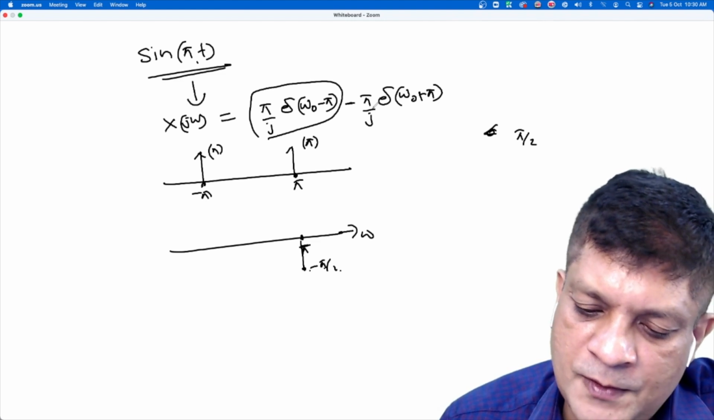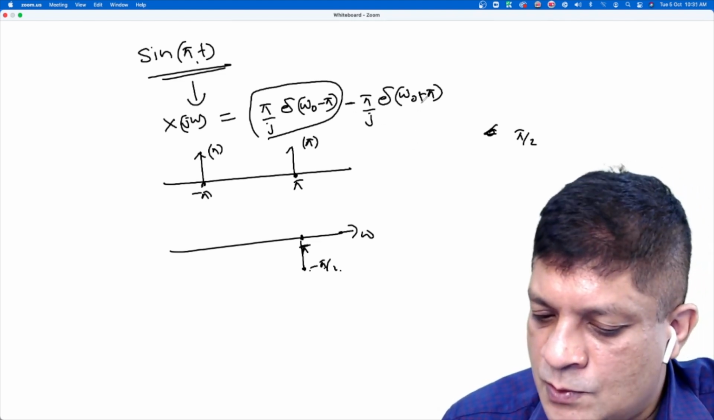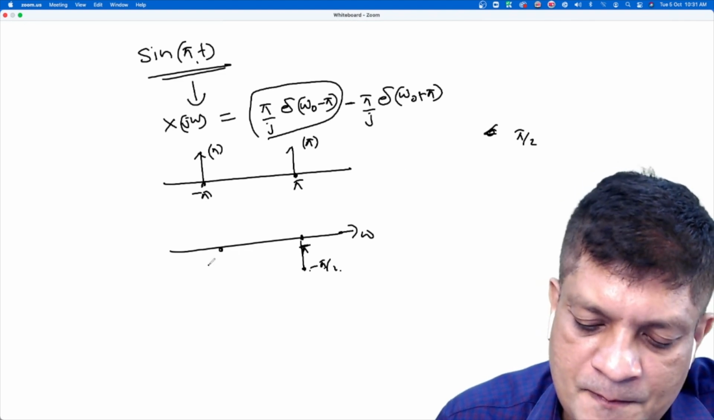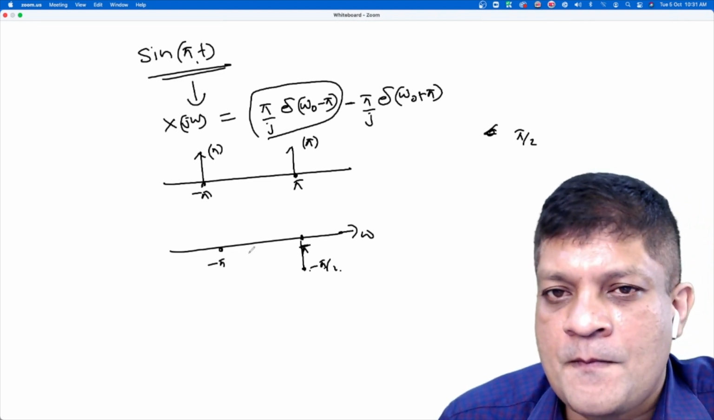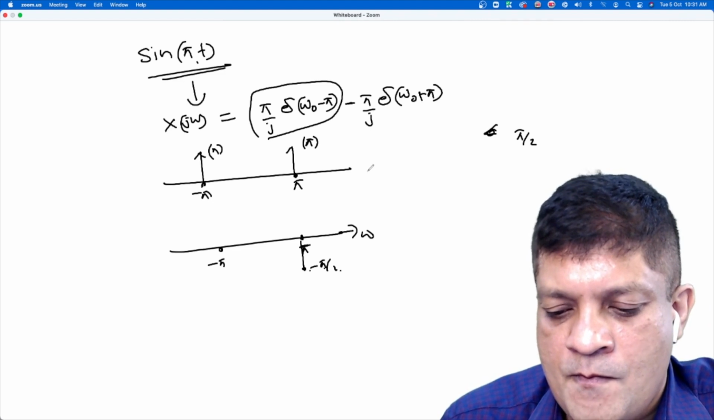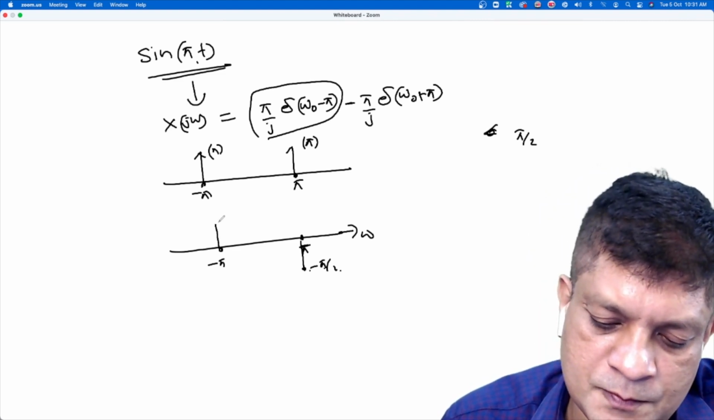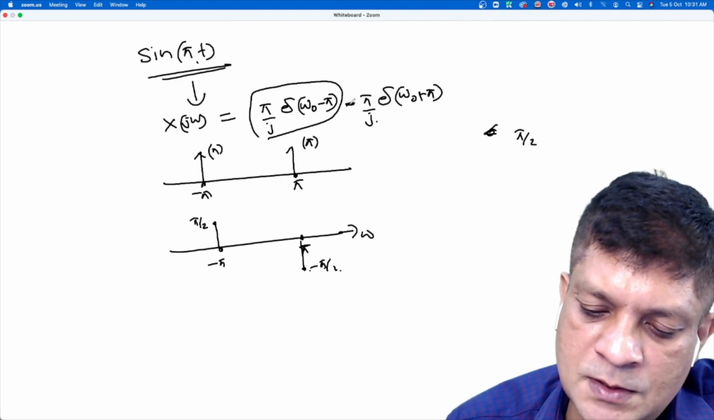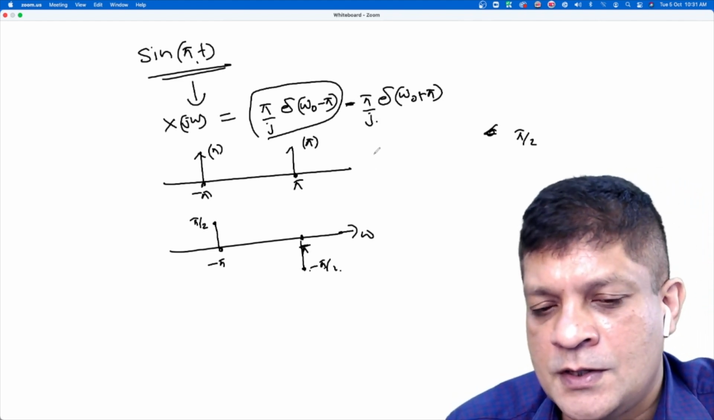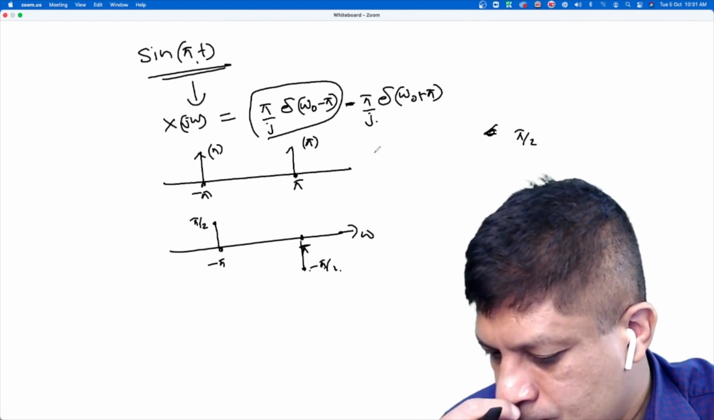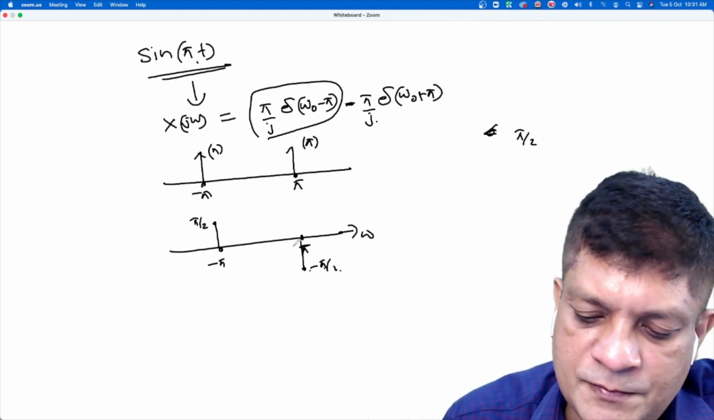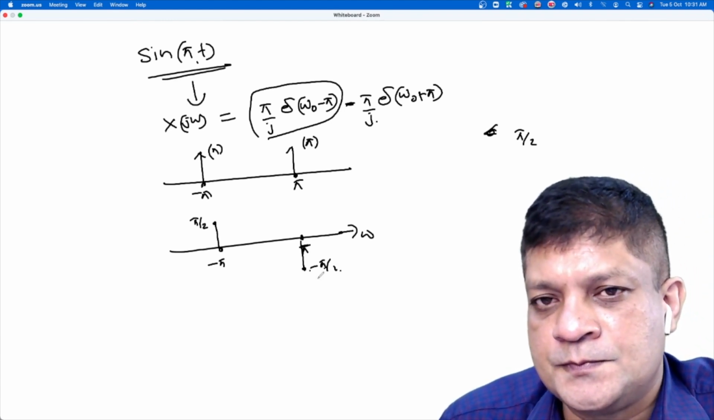And what about the phase at omega equals minus pi? It is pi by 2. Because of this minus sign, it is pi by 2, is it? So this is the phase spectrum. Okay.